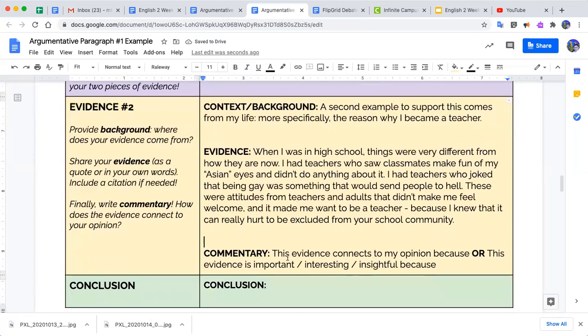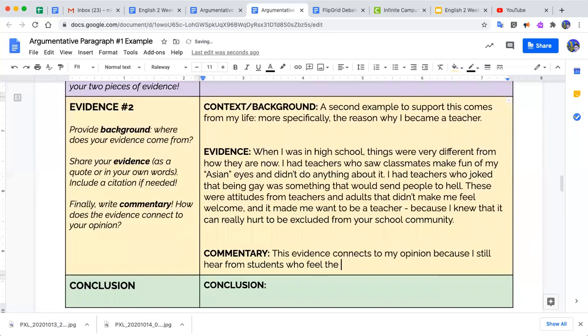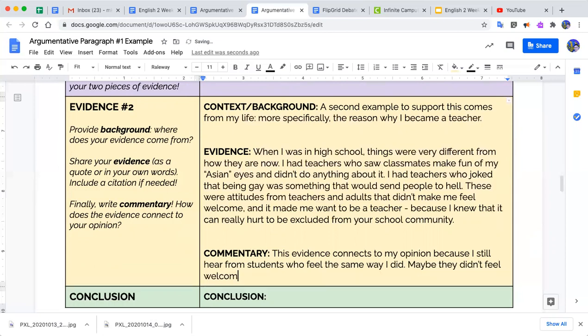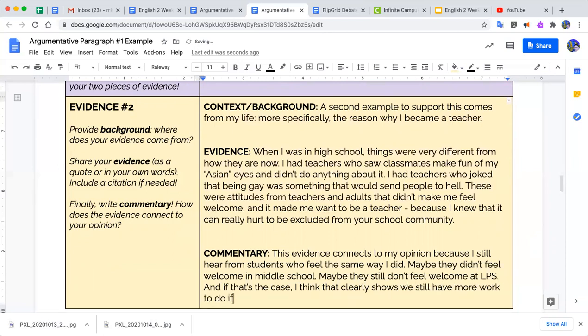And I would say that evidence connects to my opinion because I still hear from students who feel the same way I did. Maybe they didn't feel welcome in middle school. Maybe they still don't feel welcome in LPS. And if that's the case, that clearly shows we still have more work to do if all students truly feel welcome. Or truly need to feel welcome.